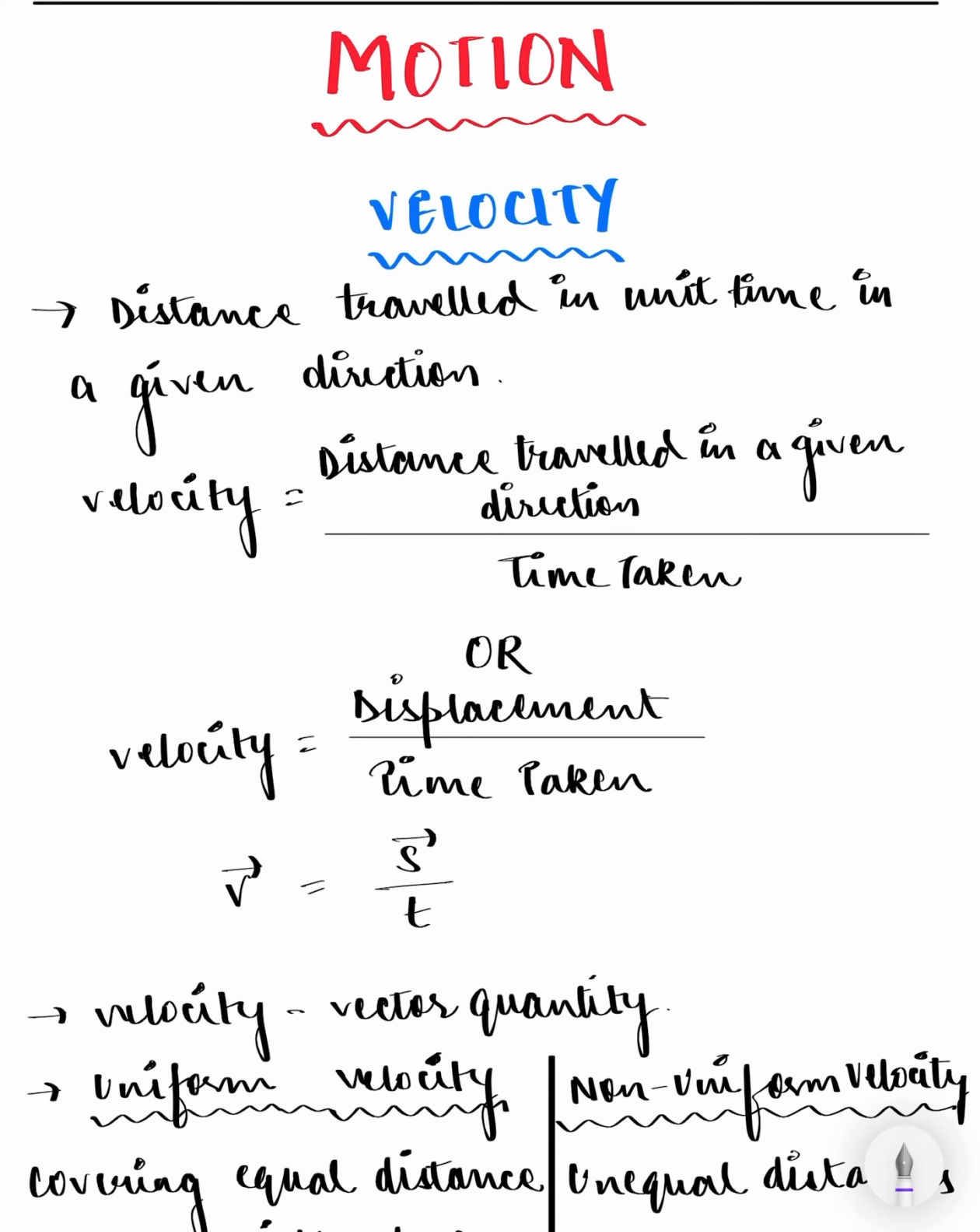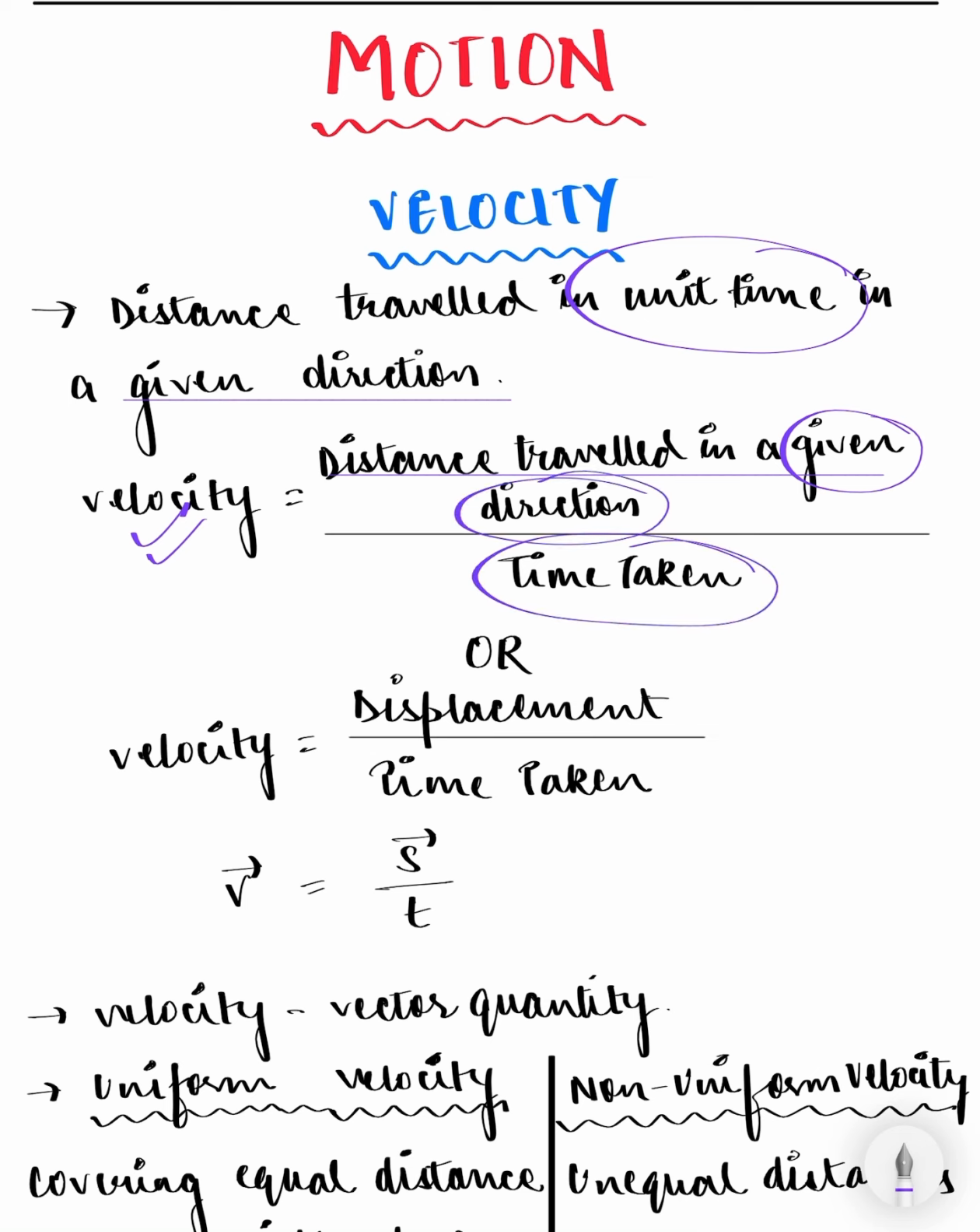First of all, what is velocity? It is the distance traveled by a body in unit time in a given direction, right? So its formula would be distance traveled in a given direction divided by time taken. Or another formula could be the displacement divided by time taken.